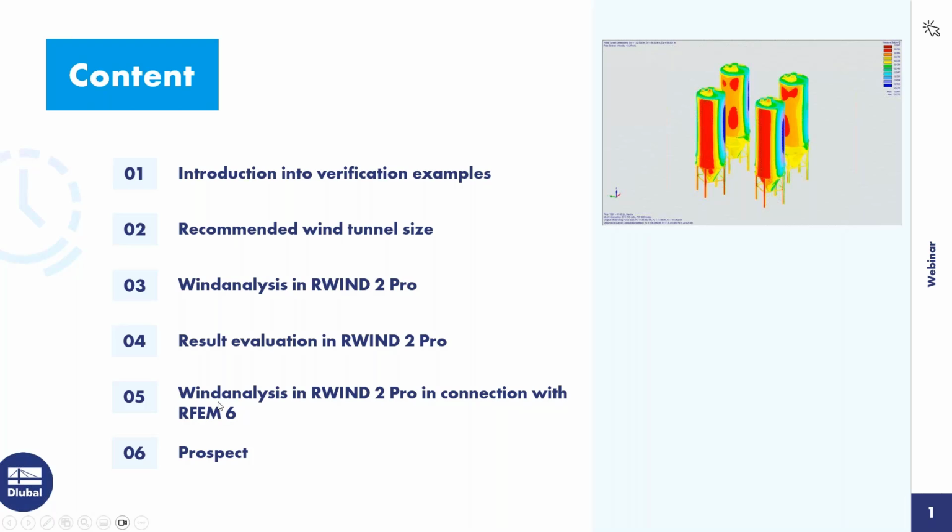The final part will be the wind analysis in RWIND 2 Pro in connection with RFEM 6. I'm not sure if you use RWIND 2 Pro as a standalone program or you think about it. It can also be directly linked to RFEM 6 and also RStab 9. So you can directly use the forces created from the CFD analysis in our programs, and you do not have to enter them manually.